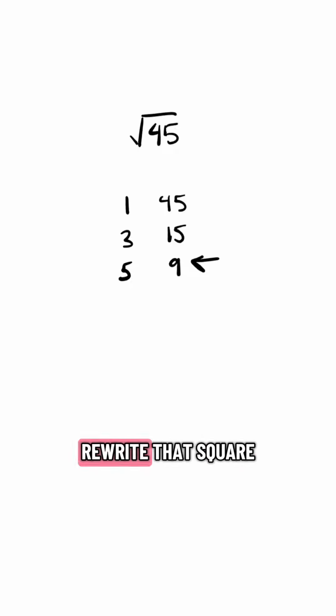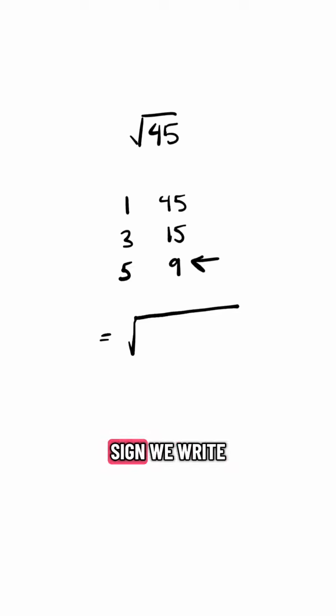So in that case, we can rewrite the square root of 45. We keep the square root sign. We write 9 underneath, multiplied by the number that gives us 45. So in that case, that would be the number 5. So now we've rewritten the number 45 by the two factors that give us 45.